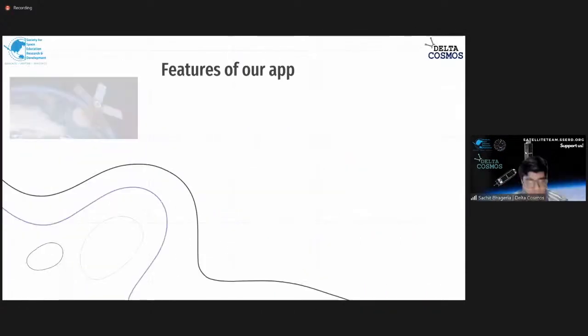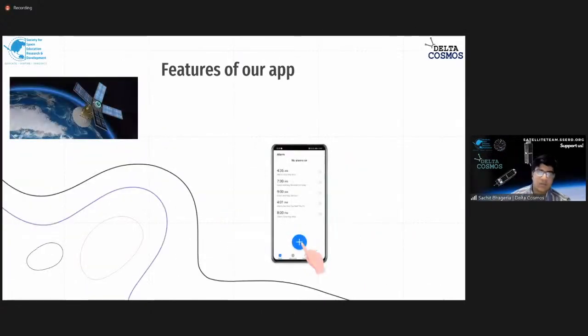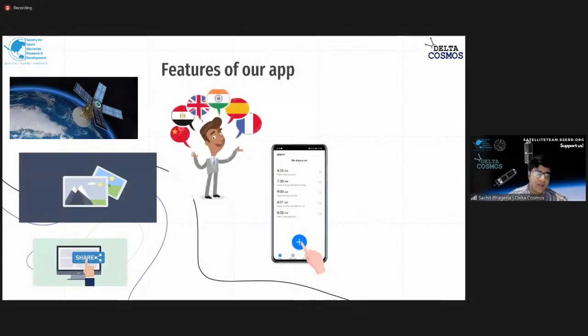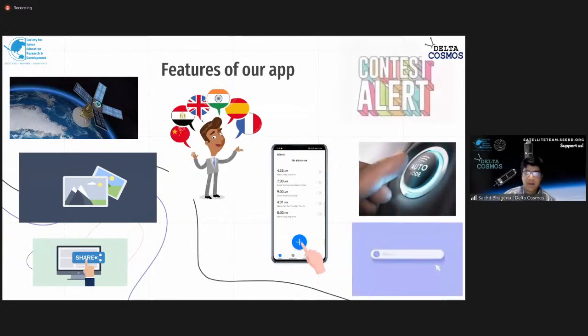Thank you, Frida, for the brilliant explanation. Now, let's move on to the features of our app. We have a main home screen where you can track the satellite relative to your own position. We also have a reminder system where you can get notified when the satellite passes over your position. We also have a gallery where you can save pictures and share them with your friends on social media.